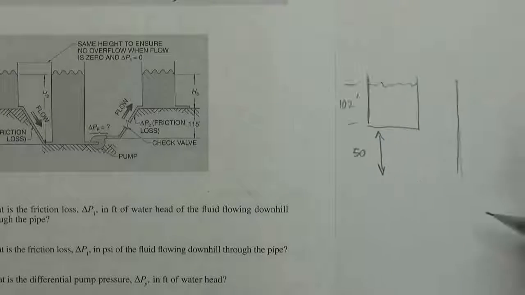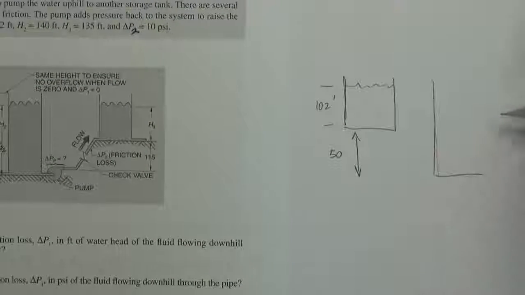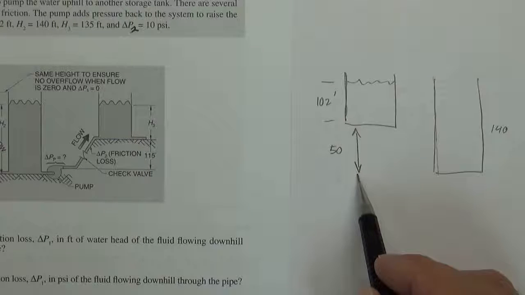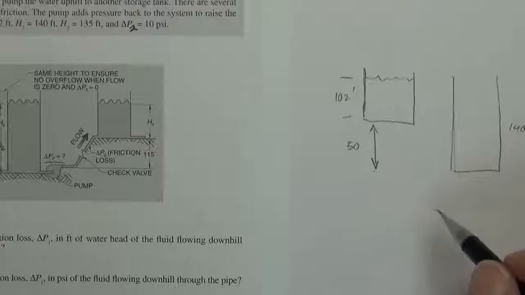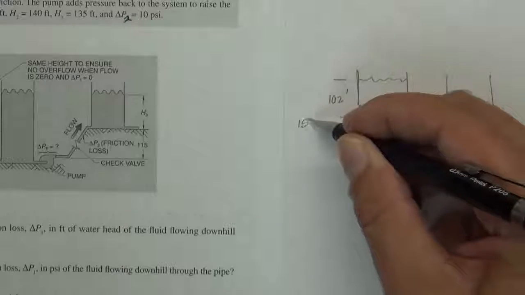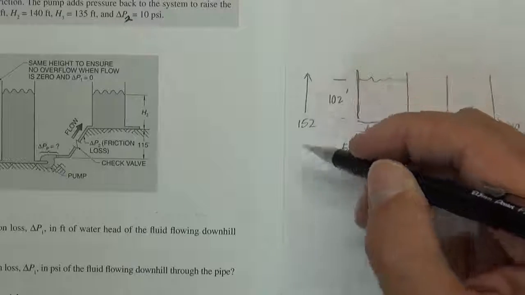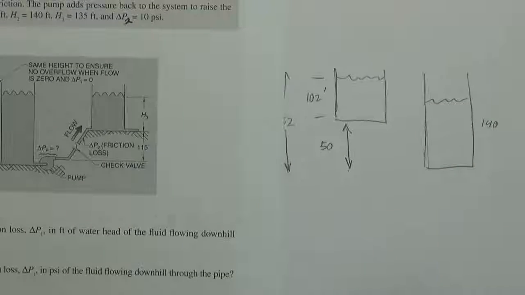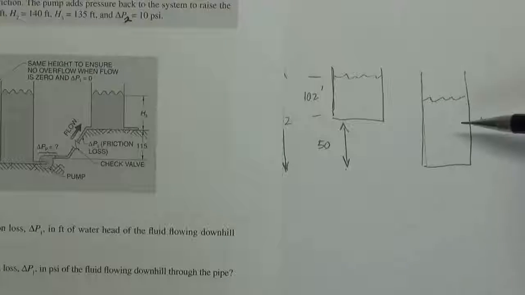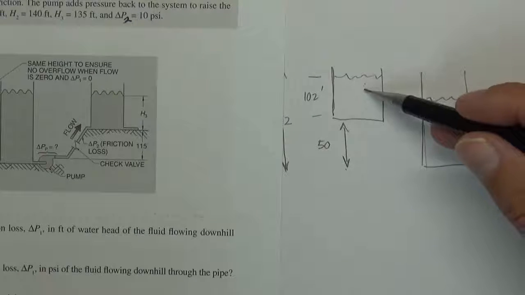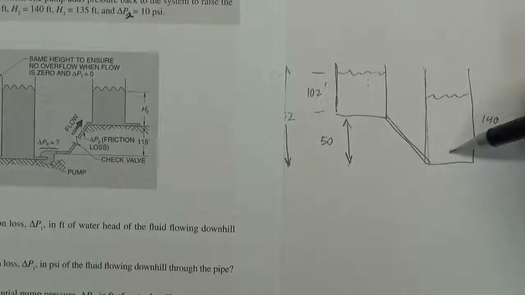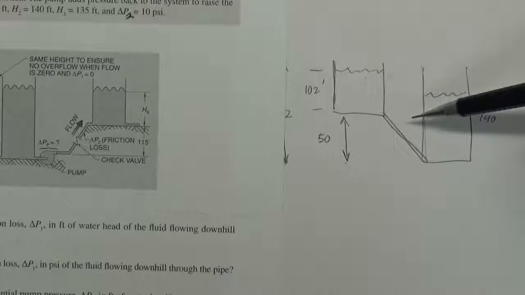Now I'll just draw tank 2 real quick here. Now tank 2, they tell us the height of the fluid is 140 feet. So notice that this height plus this height's 152 feet, from there to there. And the picture doesn't really do this justice, because the fact is the level of liquid in the second tank is lower than this tank. So that's the reason the water's flowing over there. If these liquid levels are the same, there'd be no flow.